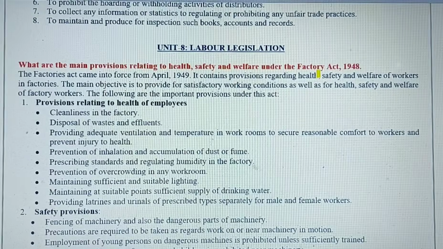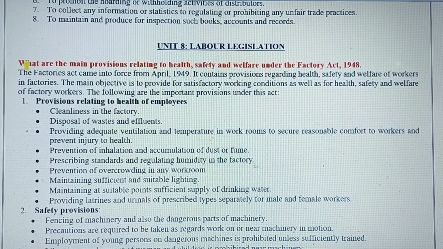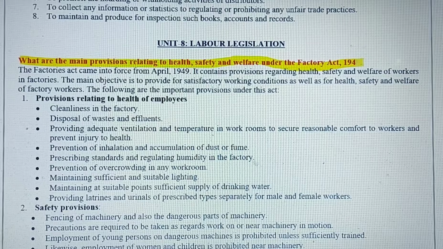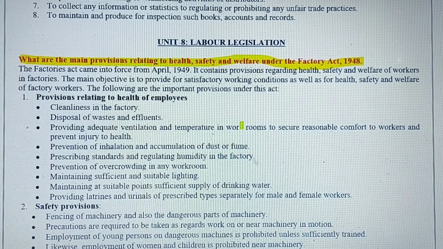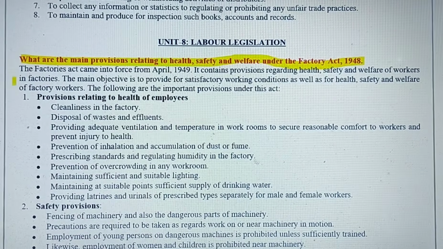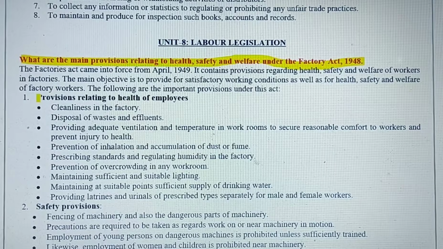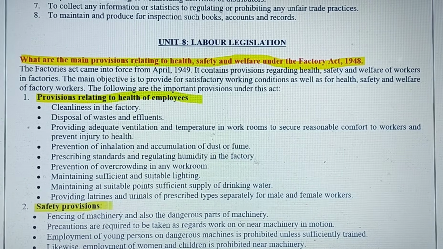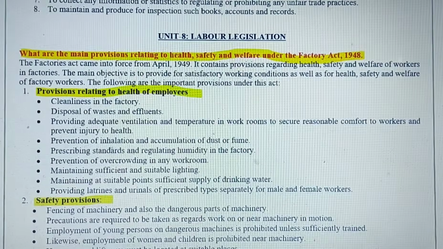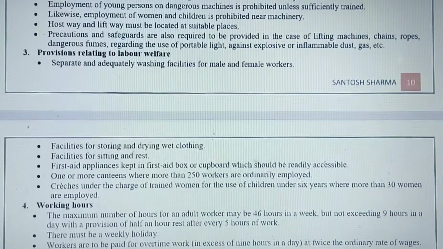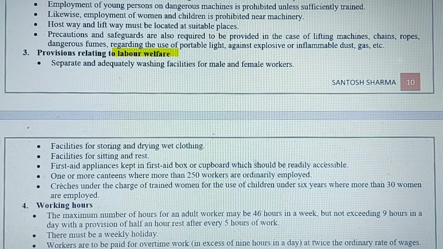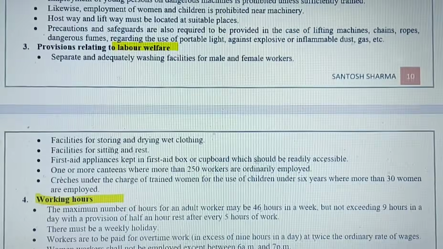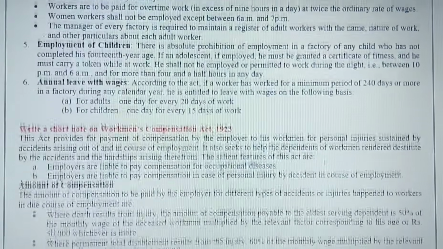Unit 8, labor legislations. From here, what are the main important provisions relating to health, safety and welfare under the Factory Act 1948? Again, a very old act, and you should mention what the provisions relating to the health of the employees are, what the provisions towards the safety of the employees are, and the important provisions relating to workers' welfare, like working hours and all that. Everything is mentioned in this act, so you just need to revise this properly.